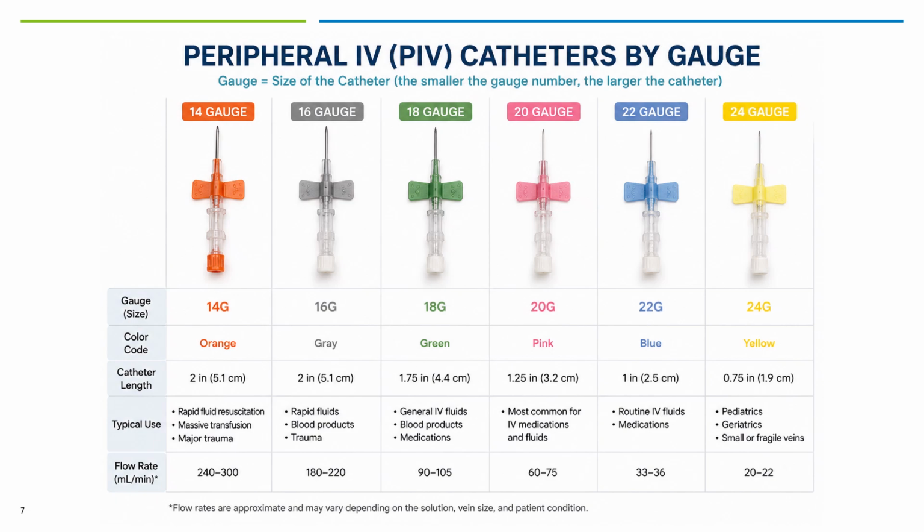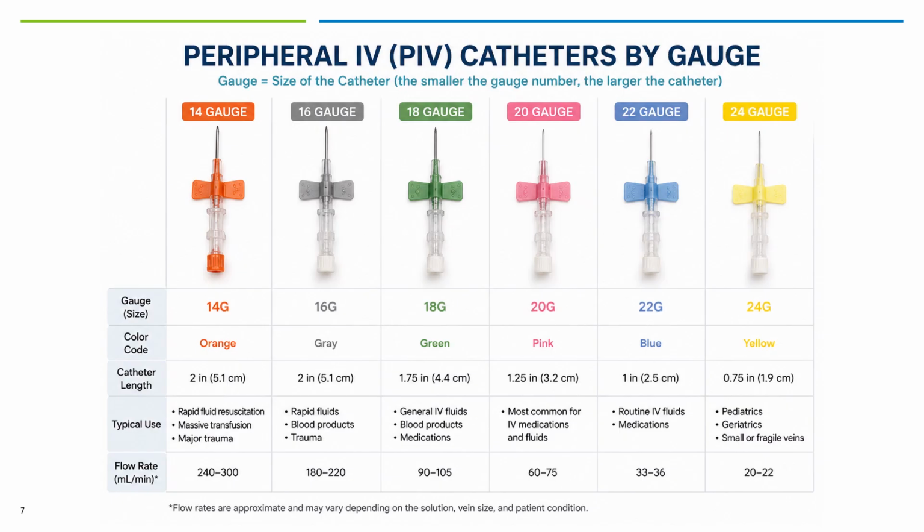Then we have the 22 gauge in blue. This is used for patients with smaller or more fragile veins, such as many older adults. It's appropriate for routine fluids and most medications, although it may not be ideal when rapid fluid administration is needed.